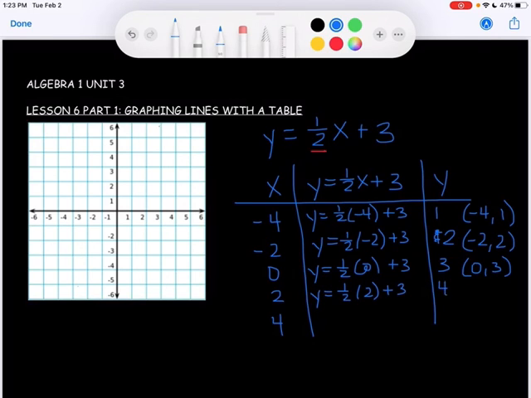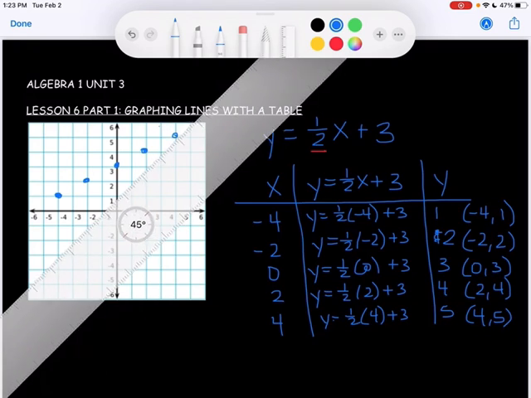For here we get 4. And this last one, we will get 5. So we've got all of our ordered pairs. Again, when you first start, I know that you're not going to get these as quickly, but it's the same process every time. 0, 3 is here, 2, 4 is here, and 4, 5 is here.